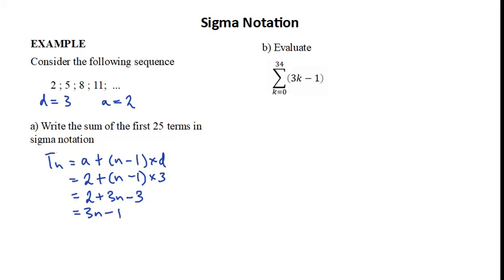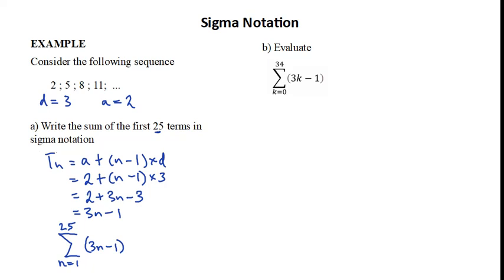Okay, so now that we've got the general term, we're going to put our sigma sign to show that we are summing. We are summing all this 3n minus 1, the first 25 terms. So if we start at n equal to 1, we must then stop at n equal to 25. Okay, that is how you write a series in sigma notation.